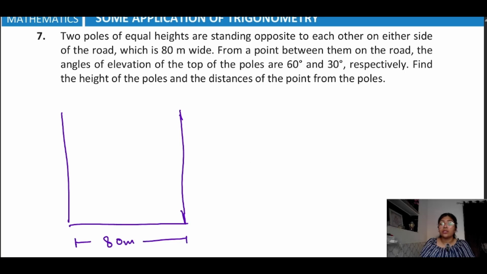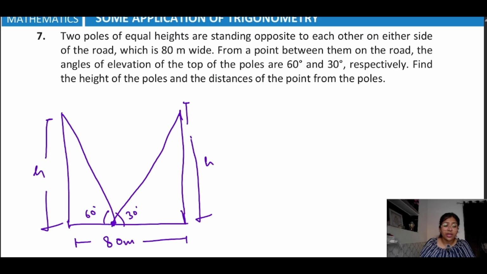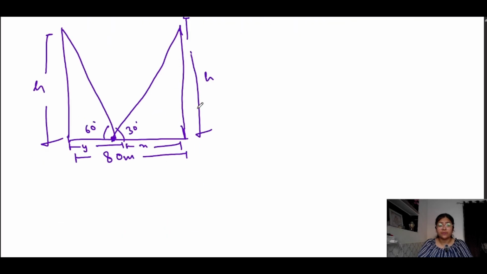From a point between the road, now the point can be anywhere on this horizontal level, so we are letting it at this point. The angle of elevation is 30 degrees and 60 degrees. This is the farthest point from the pole, so it will be the less angle and this will be the more angle. Find the height of the pole. Both the poles are of the same height, that is h. We need to find out the value of h. Let this be x, let this be y. x plus y is 80. You need to find out h. Now you need to do this by your own and comment your answer.